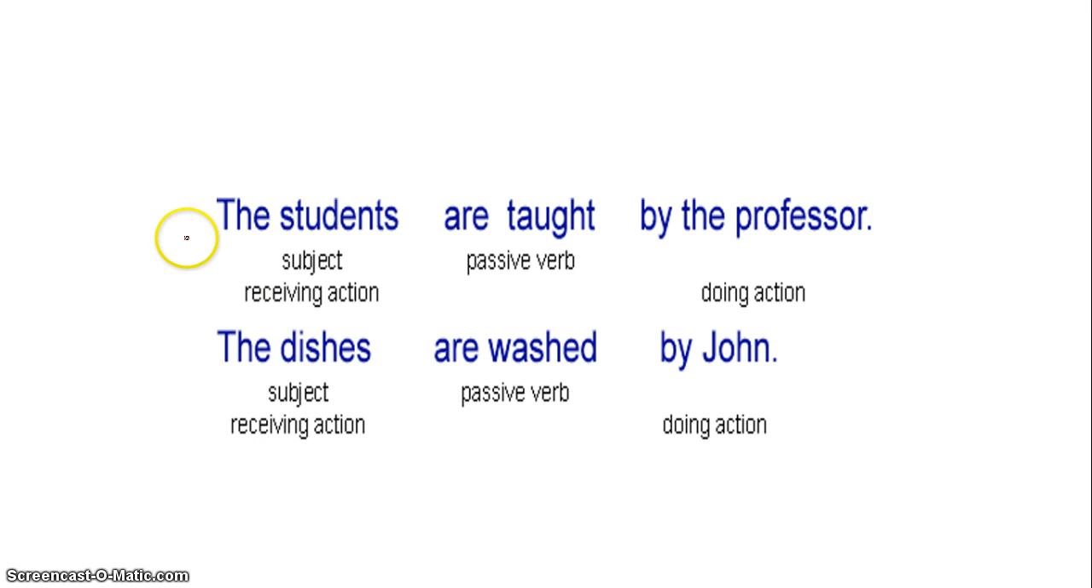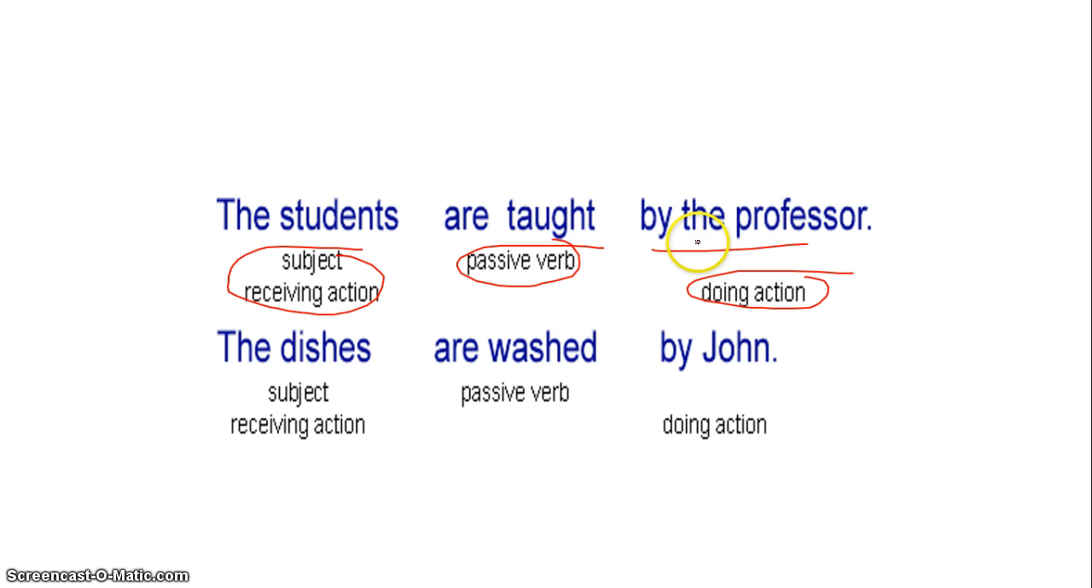Now we'll look at some examples of passive voice form. The first one states, the students are taught by the professor. Here the students are the subject receiving the action. Are taught becomes the passive verb. By the professor is the doing-the-action part. By the professor, as I stated, is also called the agent.